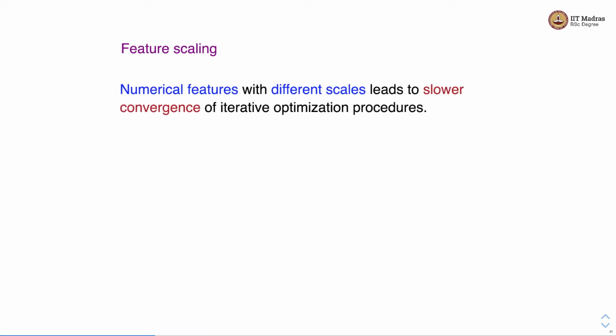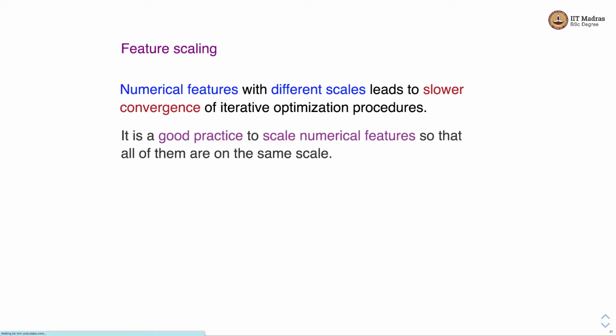Numerical features with different scales lead to slower convergence of iterative optimization procedures. Hence, it is a good practice to scale numerical features so that all of them are on the same scale. This leads to better convergence of iterative optimization procedures like gradient descent, mini-batch gradient descent, and stochastic gradient descent.